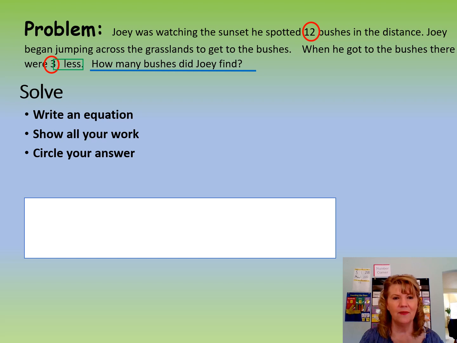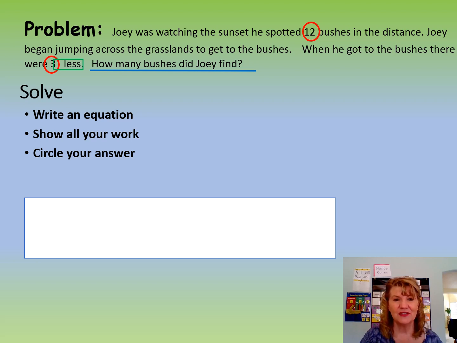Solve. Write an equation, show all your work, circle your answer. I would like you to write an equation that matches the story problem. I will read the story problem one more time while you're writing the equation on your whiteboard or in your notebook. Joey was watching the sunset. He spotted 12 bushes in the distance. Joey began jumping across the grasslands to the bushes. When he got to the bushes, there were 3 less. How many bushes did Joey find?